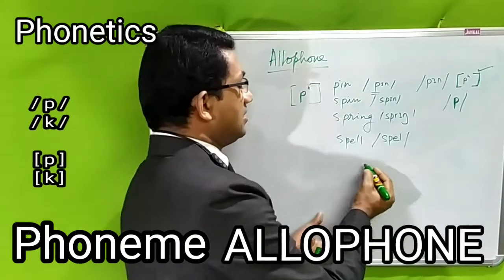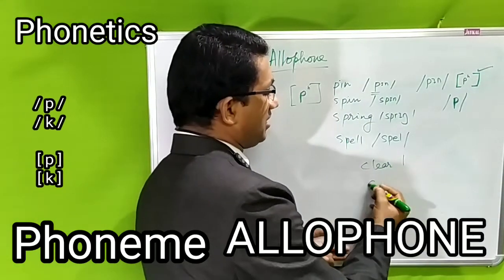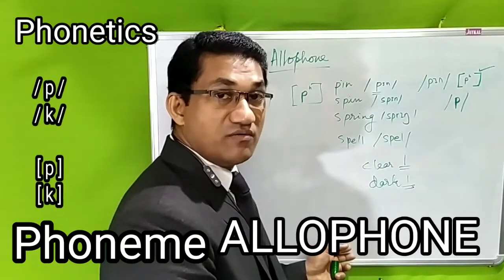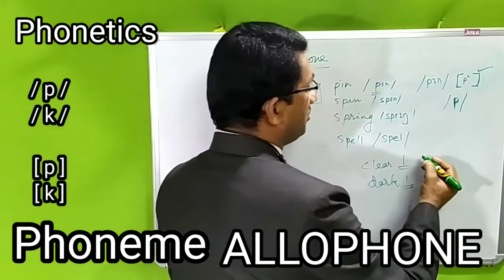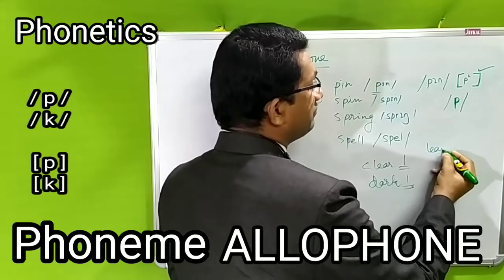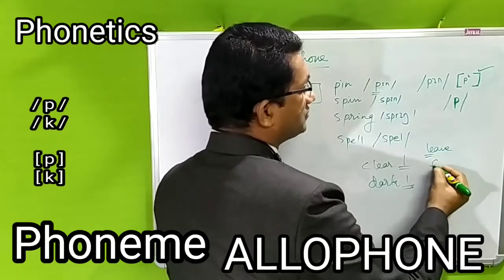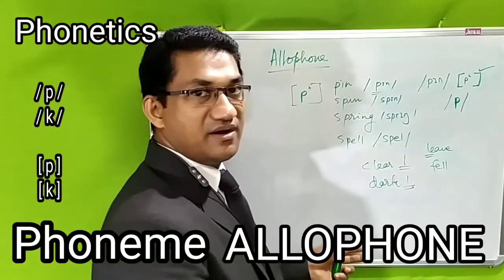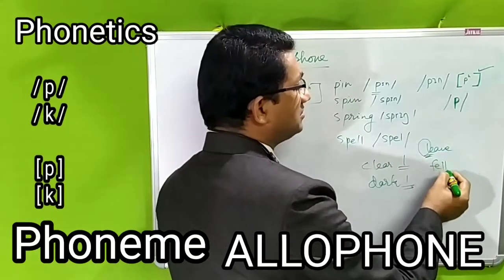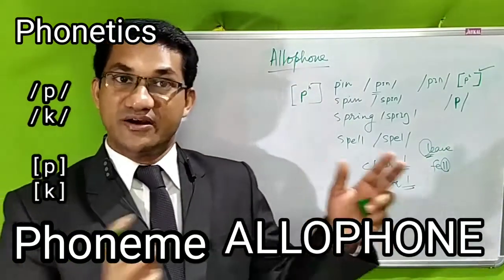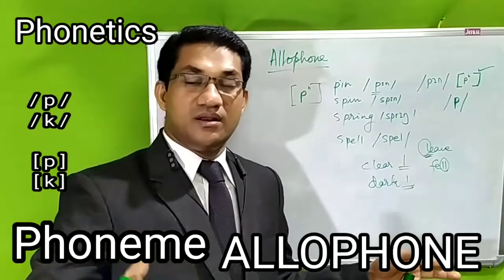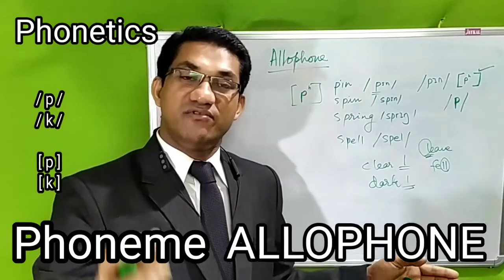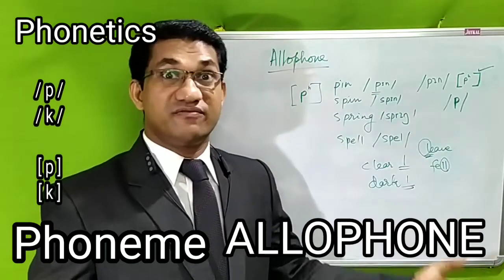Similarly, we have what is known as clear L and dark L. So clear L and dark L are allophonic variations of L, the lateral sound. Say for example, we have the word leave, and now of course we have another one, that is fell. This L and this L is different. So clear L, dark L. So different ways of the articulation or pronunciation of the same phoneme is what is known as allophone or allophones.